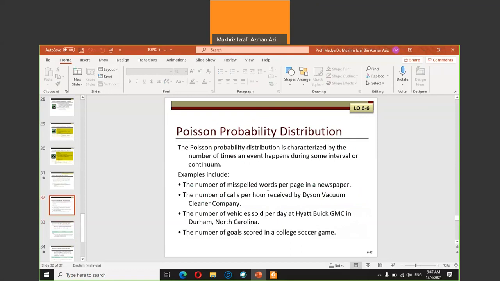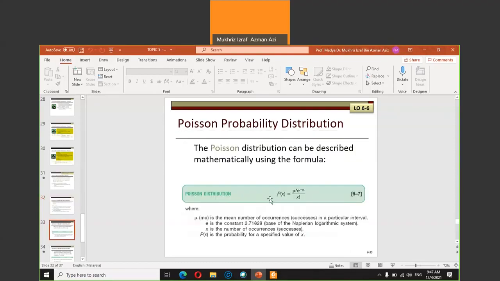If you want to calculate the number of misspelled words in 2 pages, the mu will be referring to 1 page. So in 2 pages, you need to multiply by the proportional value. Let's say in 1 page there are 20 misspelled words. In 2 pages, 2 times 20 will be 40, so the mu will be 40. That will be applied to any of the questions that you want to refer to.